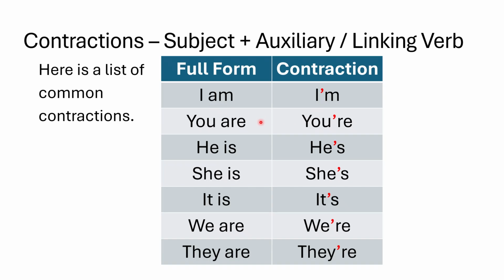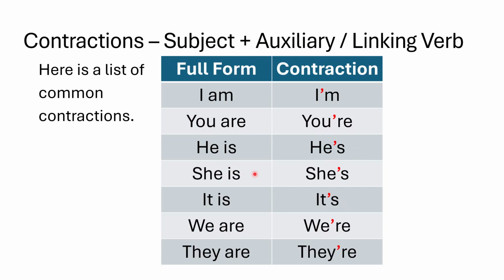You are. You're. Notice the apostrophe replaces the missing letter A. He is. He's. Notice the apostrophe replaces the missing letter I.